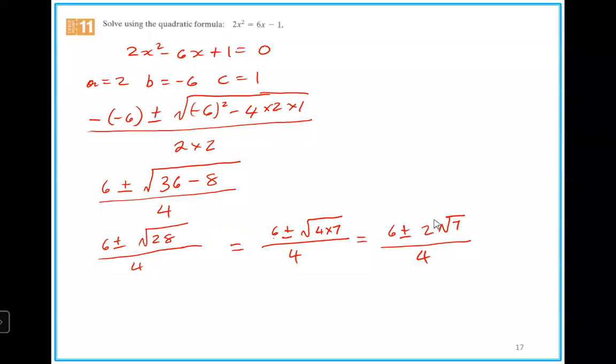These three have a common factor. So 2 could go into 4 2 times. So 2 into 2 is 1, 2 into 6 is 3. So that would be equal now to 3 plus or minus square root 7 over 2.